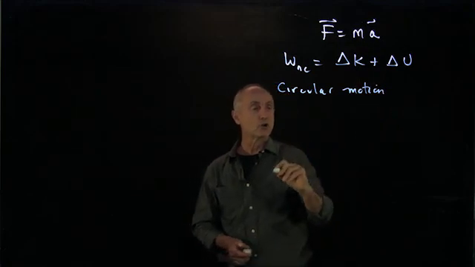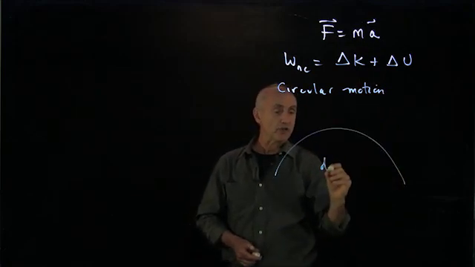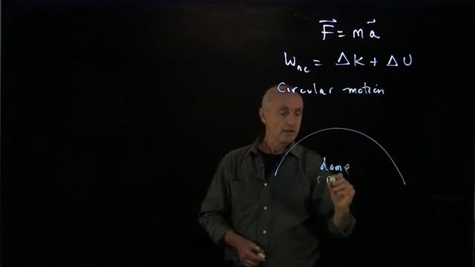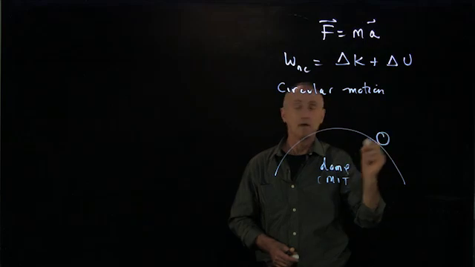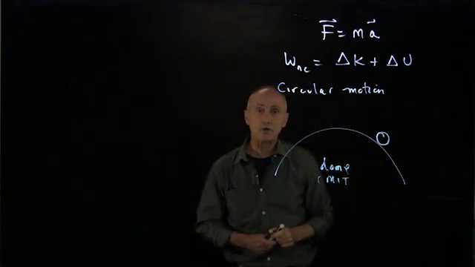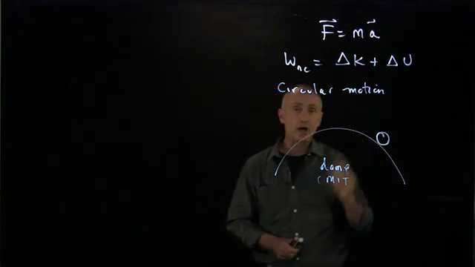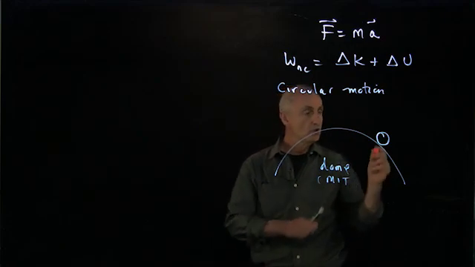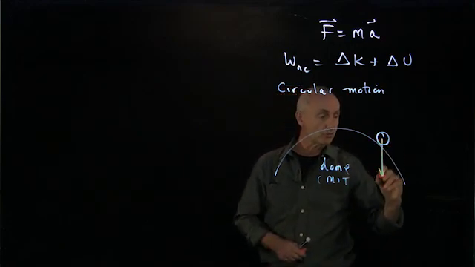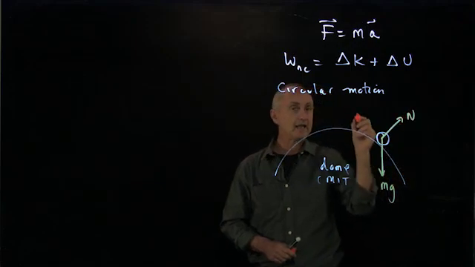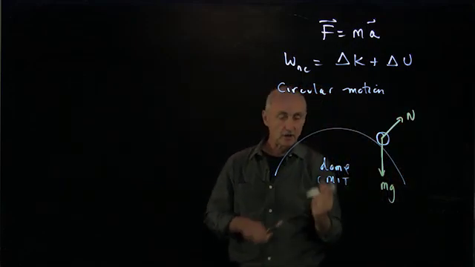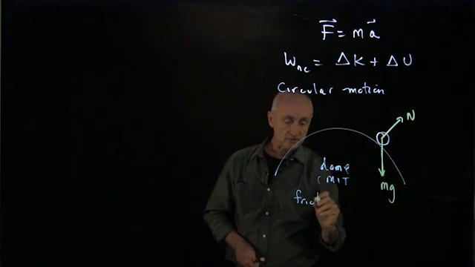So let's go back to our dome example at MIT. And let's say we have an object that's on the dome. And now let's write out a free body diagram for this object. So we have our gravitational force. We have a normal force. And here, let's just assume that our dome is frictionless for simplicity.